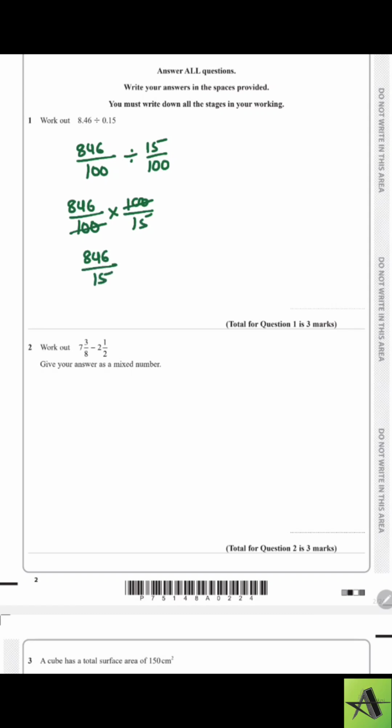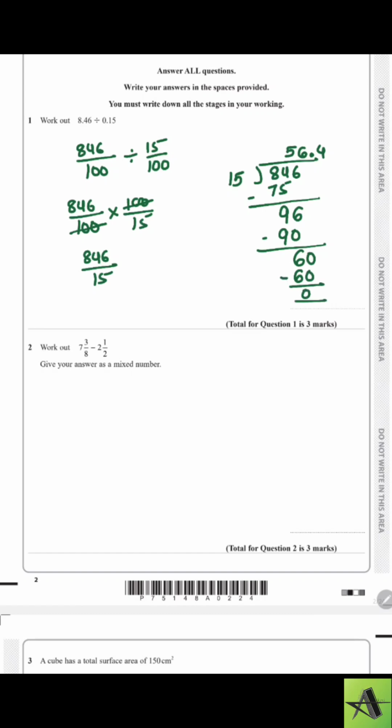And now that we have to divide 846 over 15, we know 15 times 5 is 75. Then 9, 6. Then 15 times 6 we can use as 90. 6. Now I have to use decimal. So I'll put decimal here, and since I have used decimal, it will be 0 here, and 15 times 4 is 60. So our final answer is 56.4. Moving on to the next question.